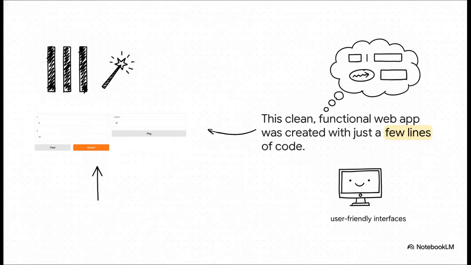And boom, here's the magic. With just 3 lines of Gradio code wrapping that function, it automatically generates this entire web application. You get input boxes, a submit button, an output field, the whole thing. It's clean, it's functional, and it's ready to go, instantly.